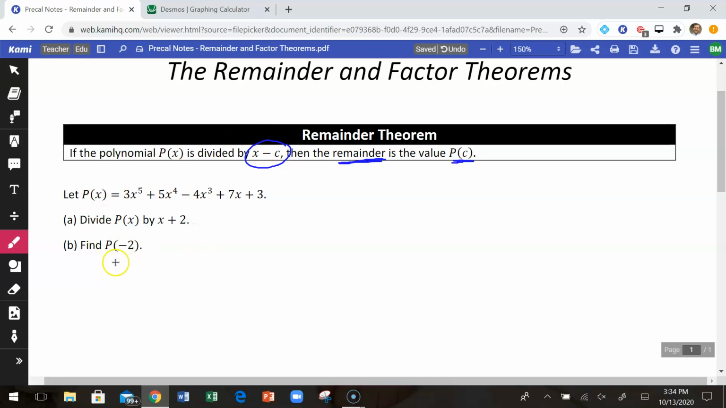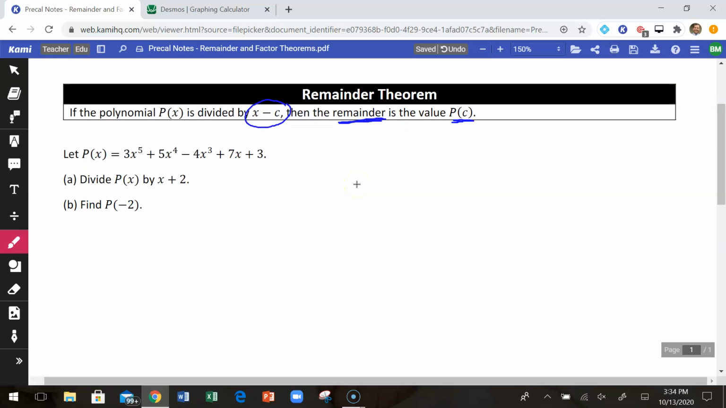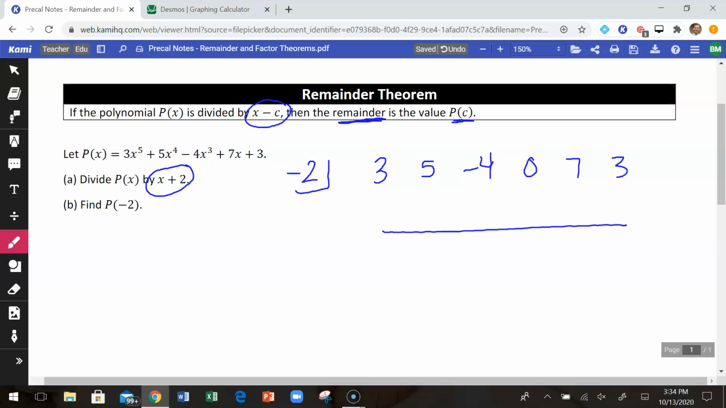So I'm going to go ahead and do this both ways, and I'm going to explain how this is going to help us out a little bit. So we want to take this polynomial and we want to divide by x plus 2. So if I do synthetic division, if I'm dividing by x plus 2, I'm going to put negative 2 in the box. I'm going to do my coefficients across the top. That's 3, 5, negative 4. I don't have an x squared term, so I need to make sure to put a 0 there. 7, and 3.